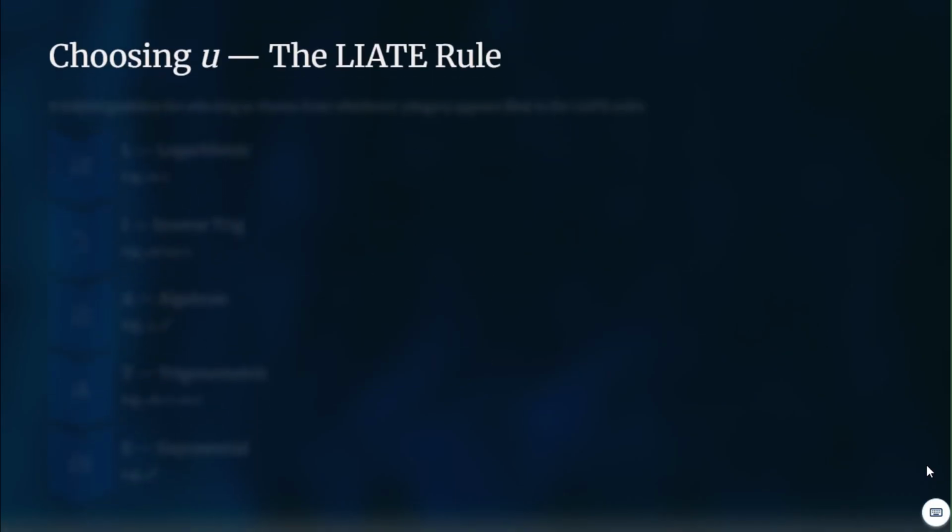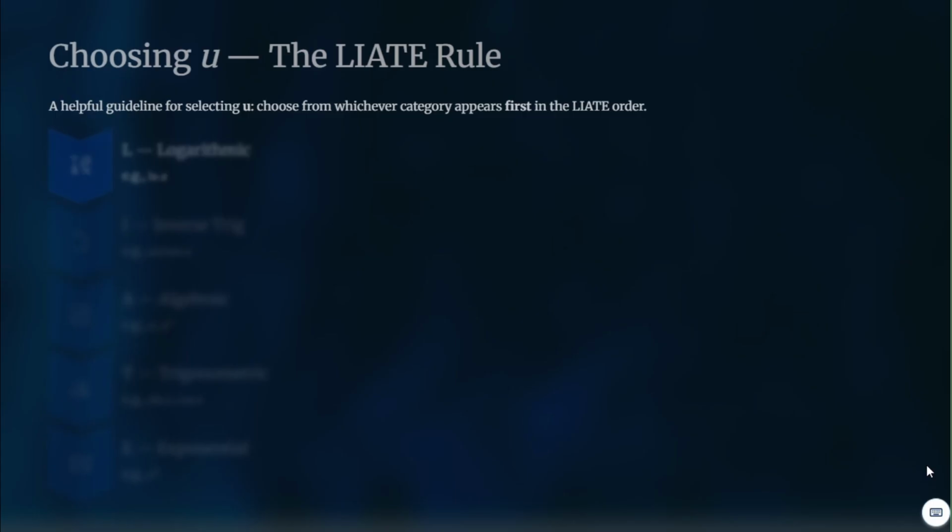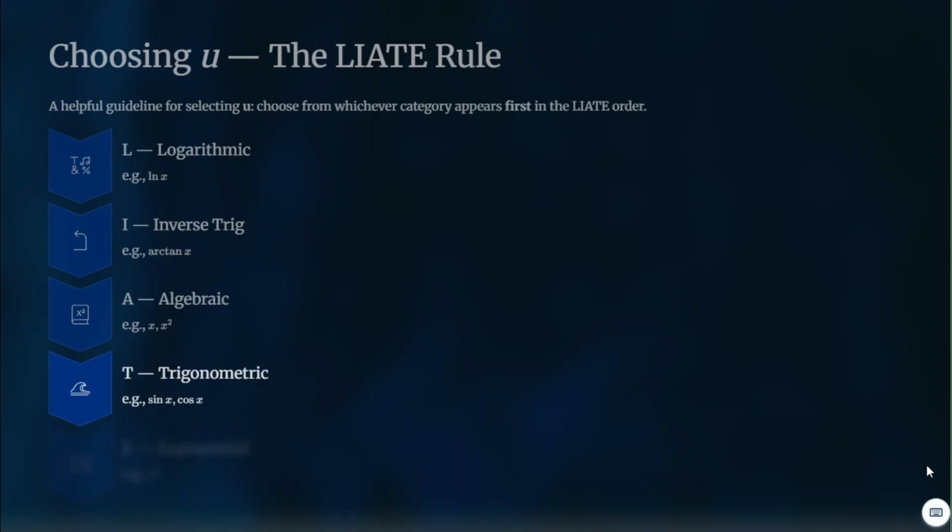Here's a guideline to choose u. It's called the LIATE Rule. You will choose from whichever category appears first in the LIATE order, where L stands for logarithmic, I inverse trigonometric, A stands for algebraic, T for trigonometric, and E for exponential. The first item in the list gets priority as u. This will keep the resulting integral of v du as simple as possible.